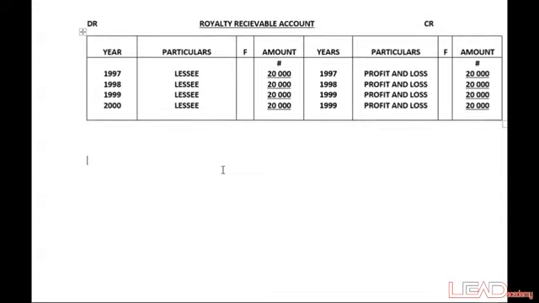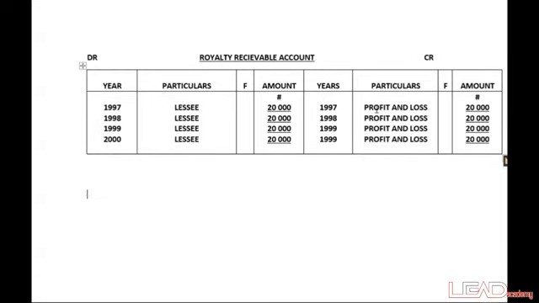So if you are correct, you can do the same thing for the royalty receivable account. Now I'm done with the royalty receivable account. So if you have done yours, you can get a clearer view on what we did. Or if you're able to do yours, you can check and compare the one we did in royalty payable and the one we just did in royalty receivable and be able to get the difference between the two of them.